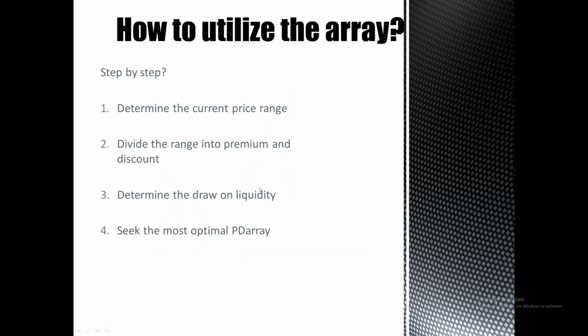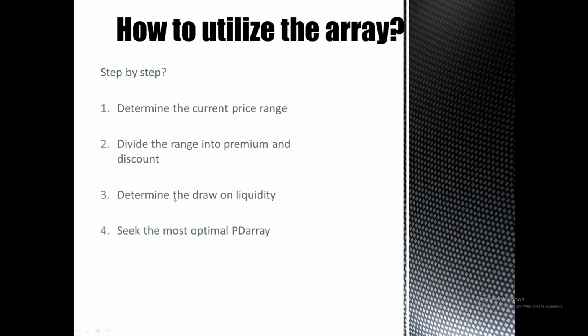So how are we gonna utilize this list? So at first you want to determine your price range, right? So look back on the daily time frame, 20, 40, 60 days. Look for your old high, old low. Put your Fibonacci on it, and everything below the 0.5 of that, so the halfway point of the Fib, is discount, and everything above it is premium. So that's pretty easy to do, right? So divide the range into premium and discount.